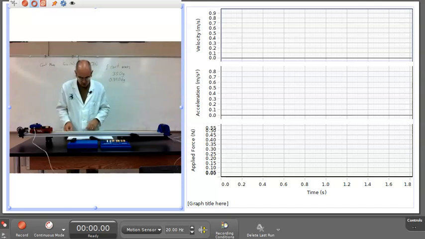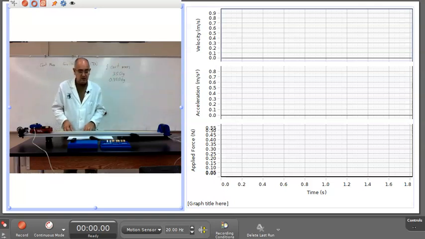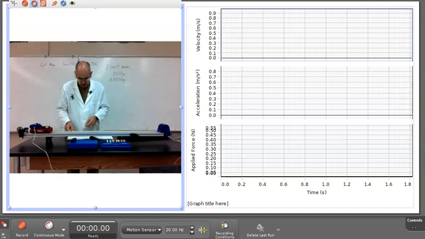Okay, so we record that, step number 5. It's going to be 0.0700 kilograms. Okay, we've already got the computer set up for applied force, acceleration, and velocity. So let's go ahead and do the experiment.